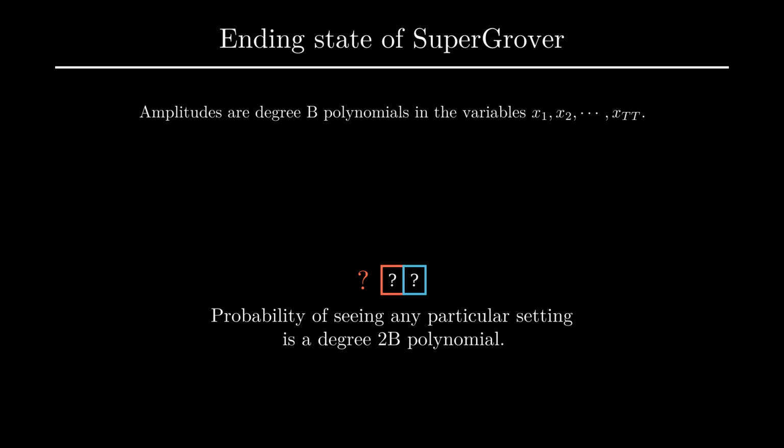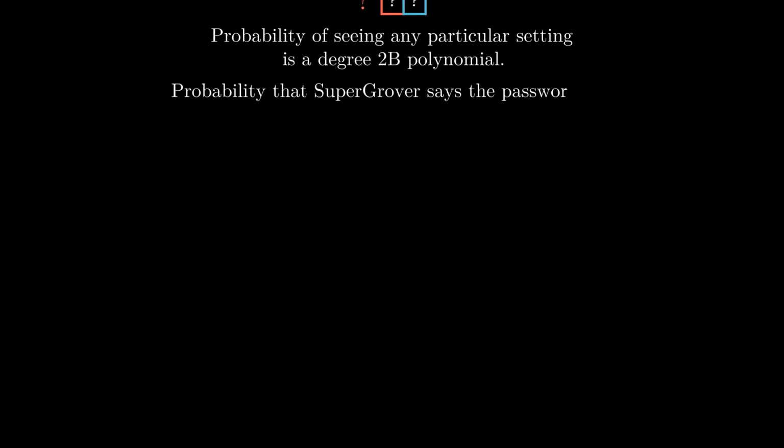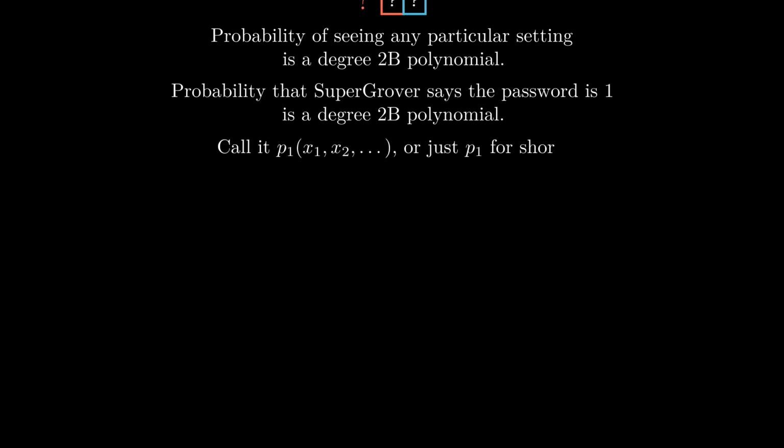Now there would be some memory settings for which SuperGrover would have said that the password is 1. We can find out the probability that SuperGrover says the password is 1 by summing the probabilities corresponding to those memory settings. Let's call this resultant polynomial P1 of x1, x2, and so on. For short, we'll just call it P1 without mentioning the variables every time. P1 also has degree 2 billion. We can also find the polynomial P2, which is the probability that SuperGrover says that the correct password is password number 2. And we can calculate P3, P4, and so on till P trillion.